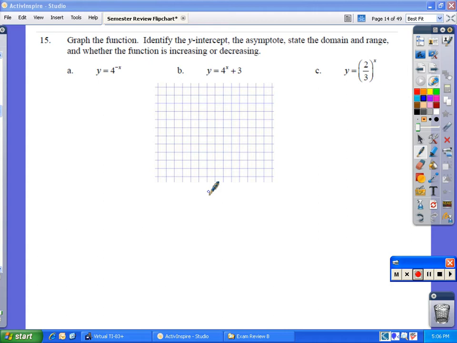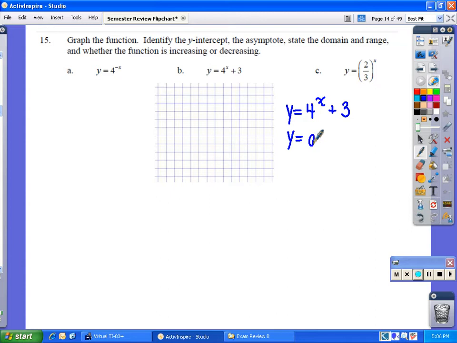On 15b, we're working with the equation y equals 4 to the x plus 3. I'm going to compare that to y equals a times b to the x minus h plus k. We notice that our a value is equal to 1. This would be our intercept prior to any shift of the graph. Our b value is equal to 4, representing growth.